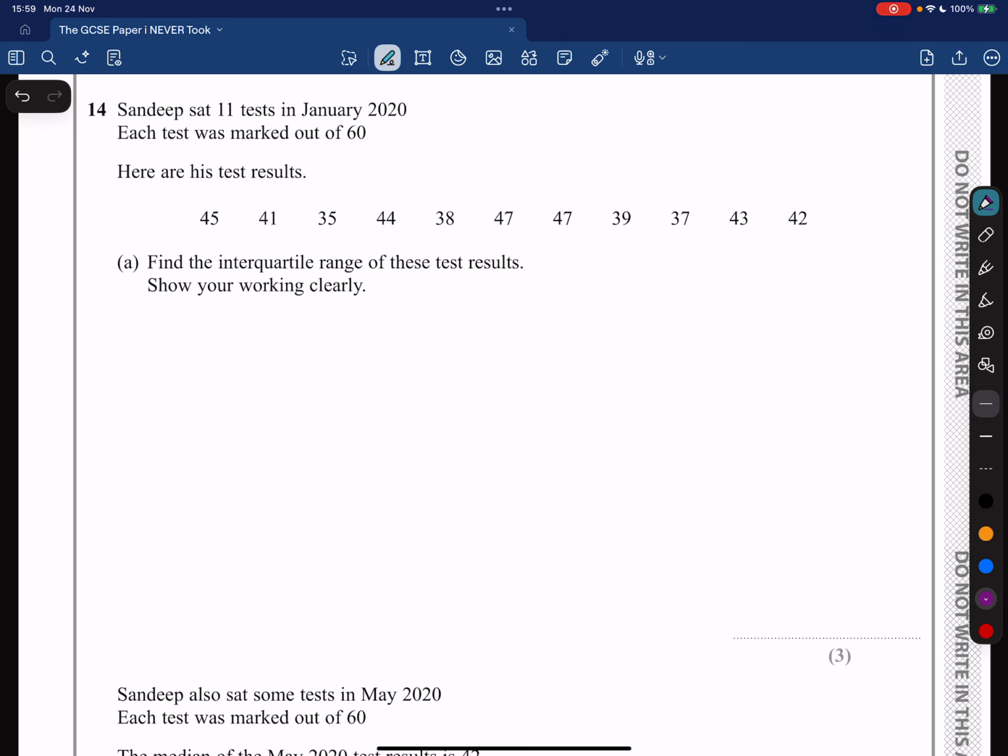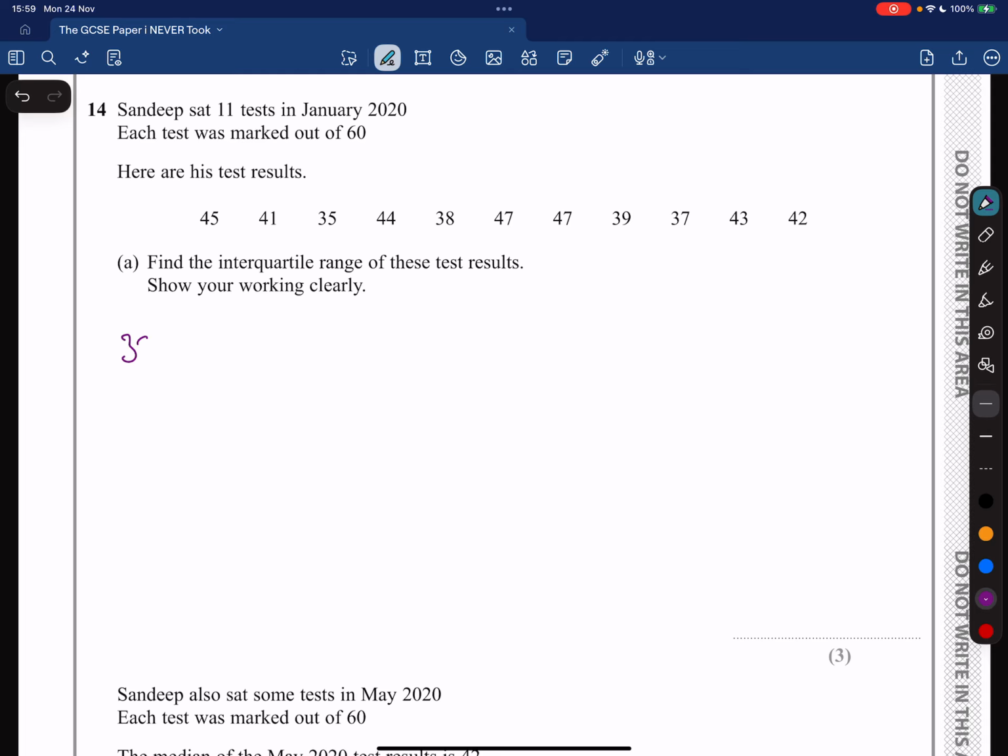Here's his list of tests. Find the interquartile range of these test results. Okay, now this is something that I don't remember how to do. So I think what I need to do is go from the smallest to the largest.